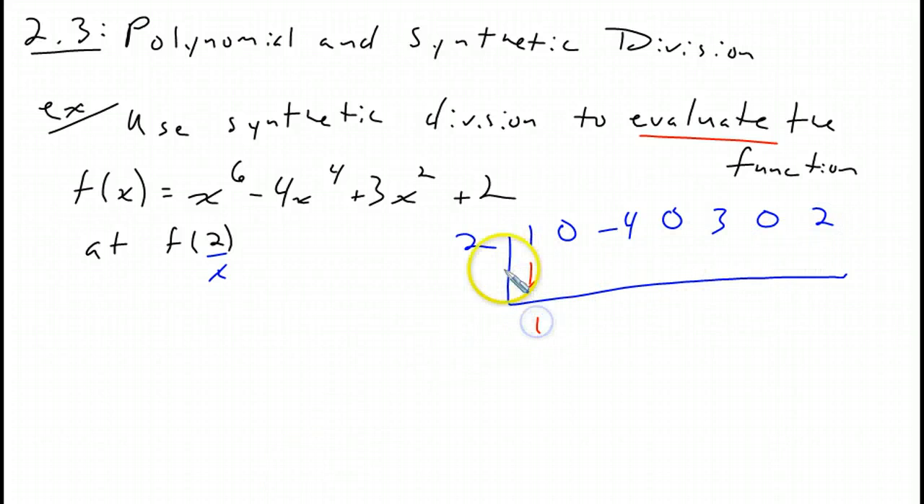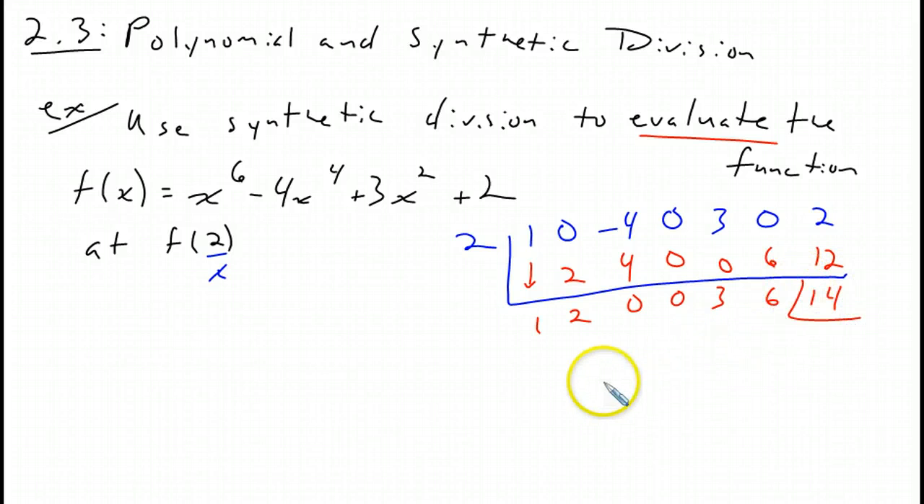1 plus 0 is 1, 1 times 2 is 2, 0 plus 2 is 2, 2 times 2 is 4, 4 minus 4 is 0, 2 times 0 is 0, 0 plus 0 is 0, 2 times 0 is 0, 3 plus 0 is 3, 2 times 3 is 6, 0 plus 6 is 6, 6 times 2 is 12, 2 plus 12 is 14. Whatever your remainder is, in this case it's 14, is what the function is at that point. So f of 2 is 14.